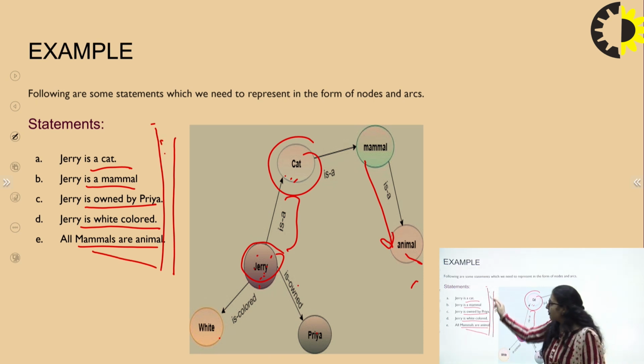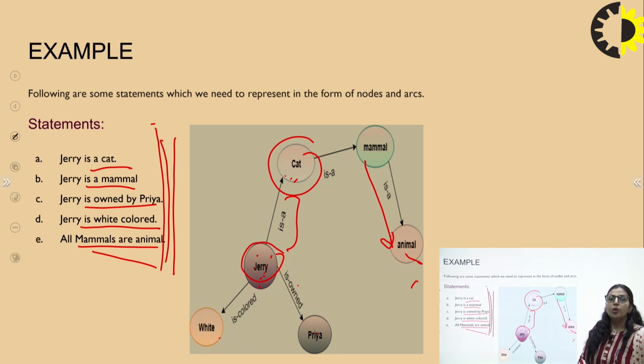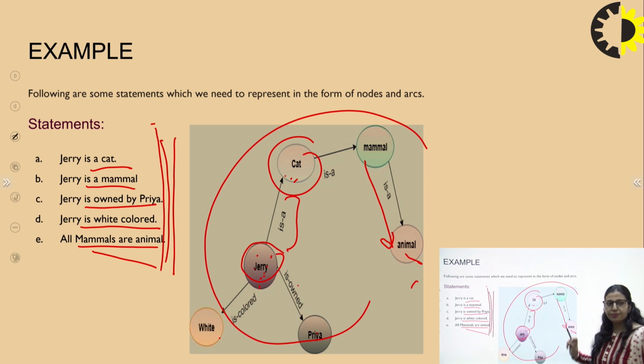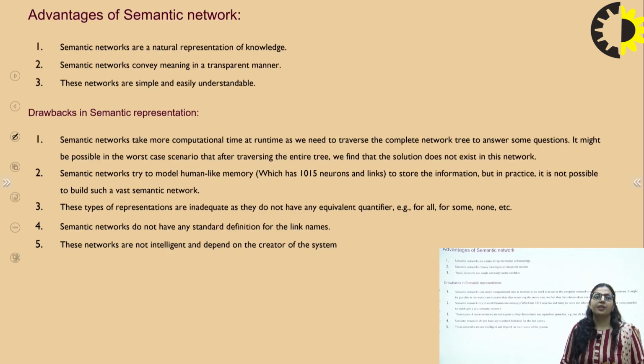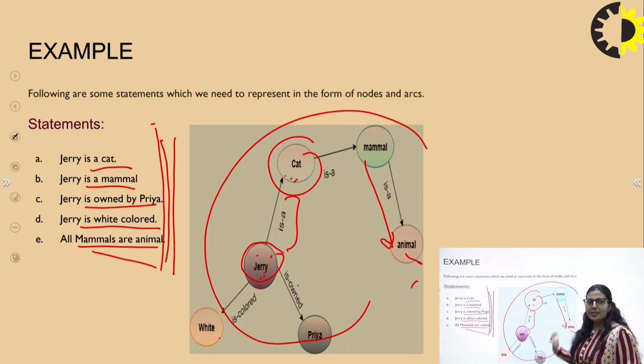So these facts can be represented using a graphical network in this way. We can represent the knowledge in graphical networks. This is the semantic network technique of knowledge representation. It has some advantages and disadvantages, like it is easy to extend the knowledge or easy to add new facts. It is simple and easily understandable, as we can see here how easy it is to understand.